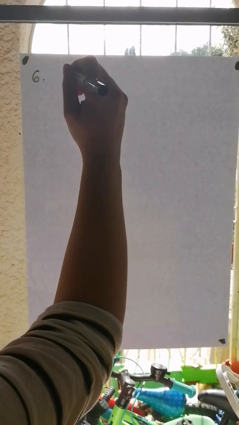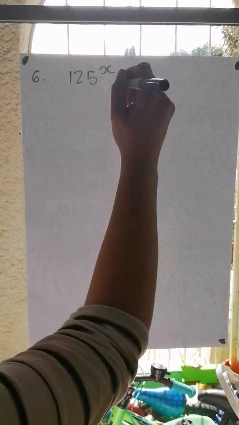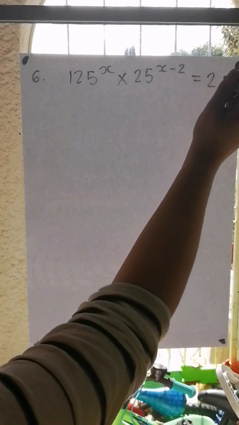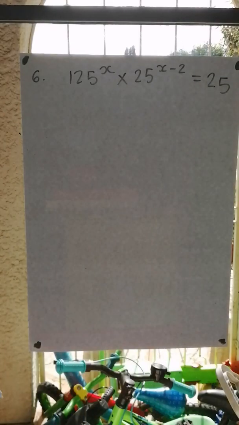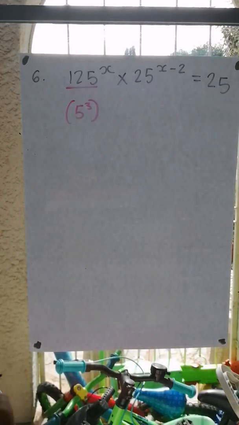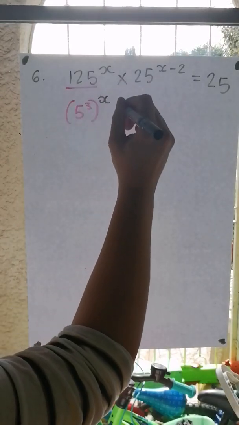Example 6 says solve for x if 125 to the power of x times 25 to the power of x minus 2 equals 25. Right, so we can change this all into bases of 5, okay? 25 squared does not give you 125, so you can't make this 25 squared. So instead of writing 125, I'm going to write 5 cubed. I keep it in brackets because it's got this exponent on the outside.